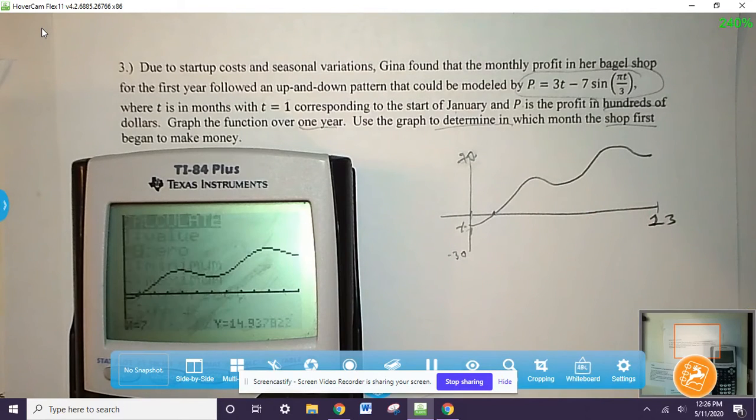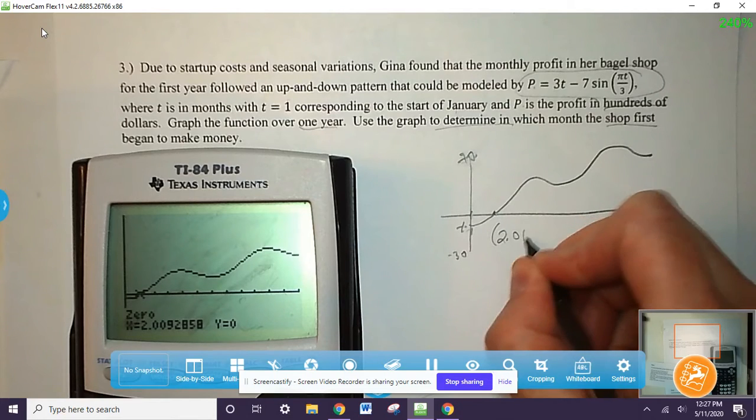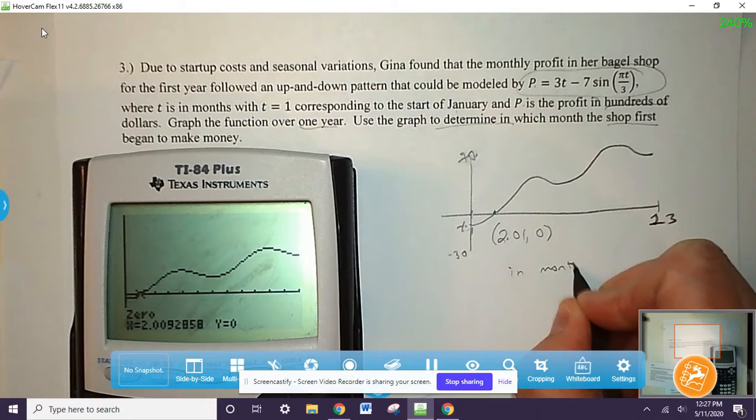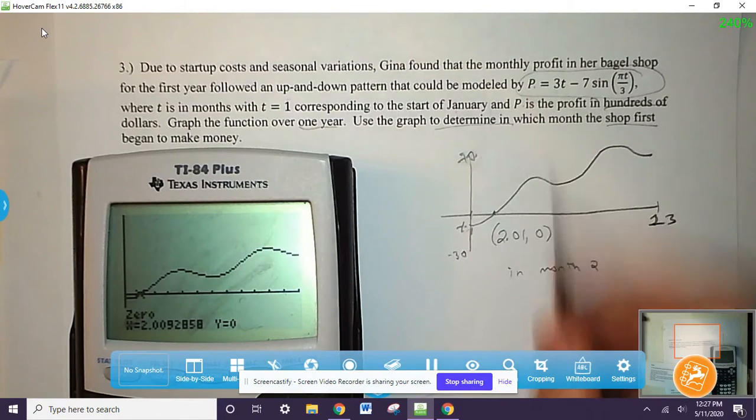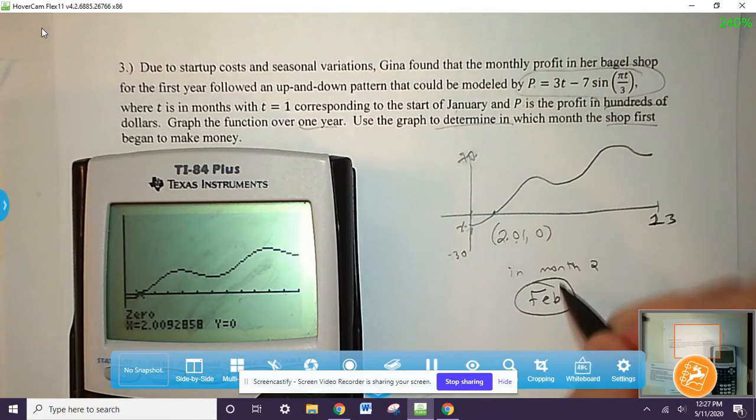So as I go to find my x-intercept, I want to go to the left of the x-intercept, to the right, and take my guess. And what I get there is about 2.010. So it's in month 2. So if t equals 1 is January, then we're talking February, and it's right at the beginning of February because the decimal part is so small. So very quickly, just after just 1 month, she's already making a profit.